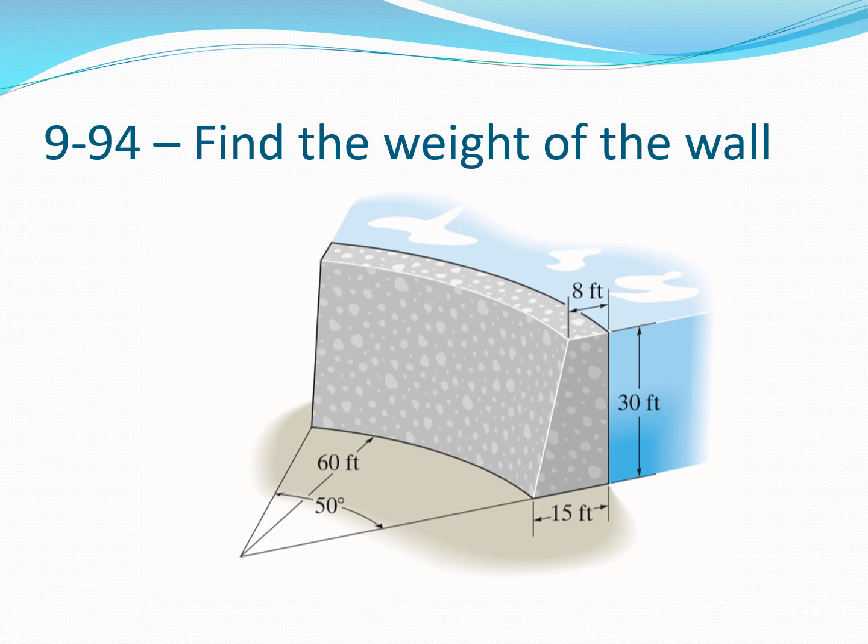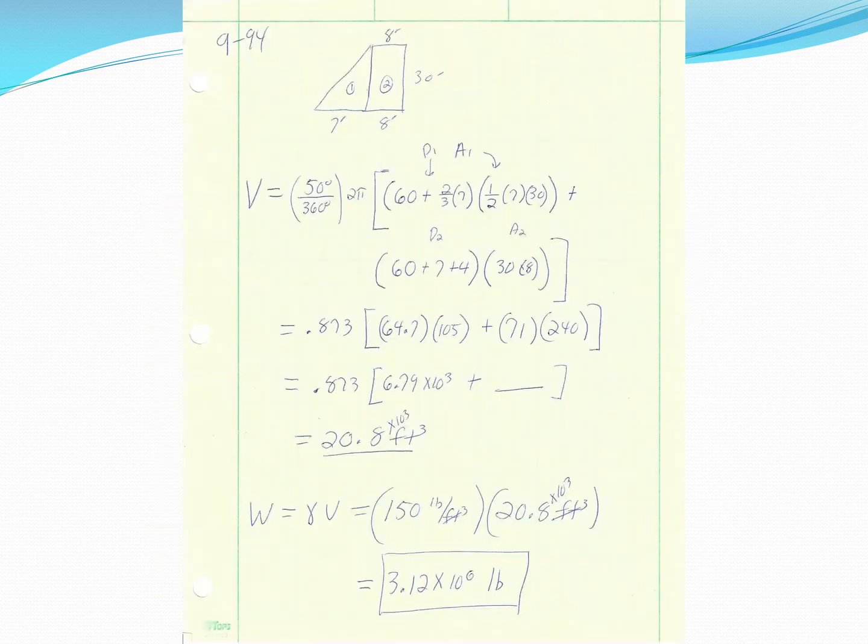What you hopefully see here, and I'll show you when we flip the page, is a rectangle and a triangle. So we're going to find the information about the rectangle and the triangle, spin it 50 degrees, find the volume of the wall, multiply that by the density, and then we'll have the weight of the wall. Simple as that. So here's how we do that.